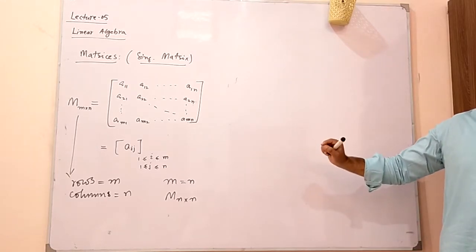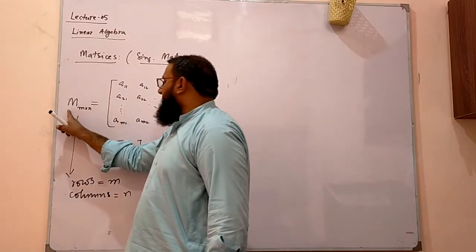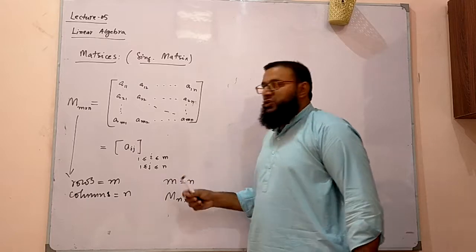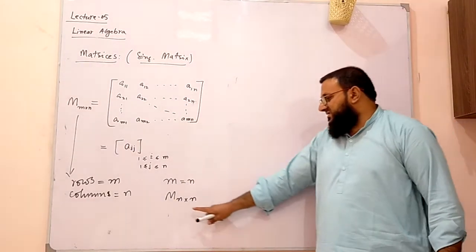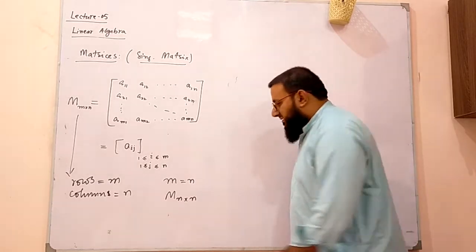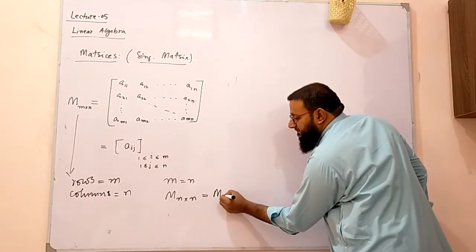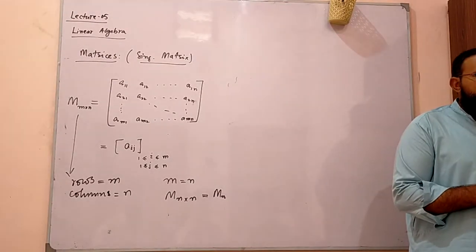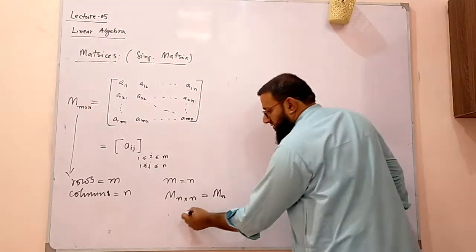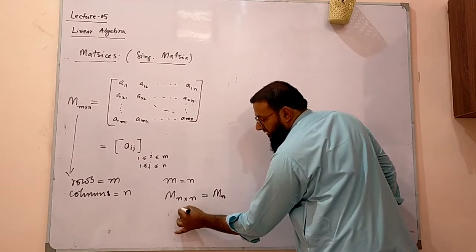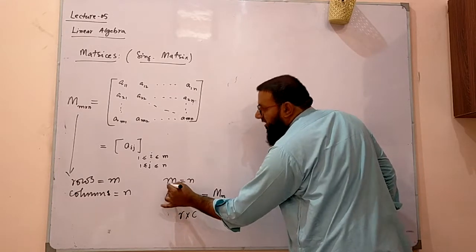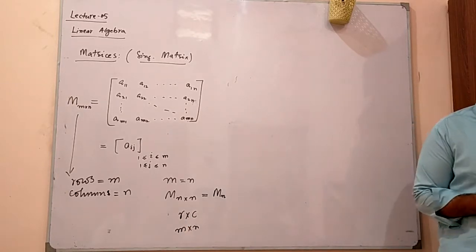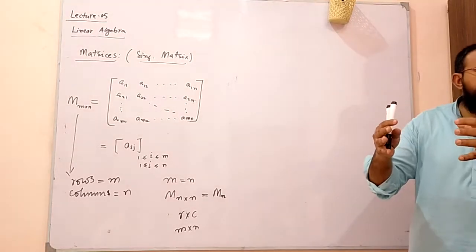So this is the notation of a matrix. Whenever I write M or any capital letter with some sort of subscript like m cross n, I mean a matrix with m rows and n columns. And this is a matrix with n rows and n columns. Sometimes in short I will write this Mn, meaning it is a square matrix with n rows and n columns. And what is the order of a matrix? We know very well this is R cross C: how many rows are there and how many columns are there. So the order of this matrix is going to be n cross n.